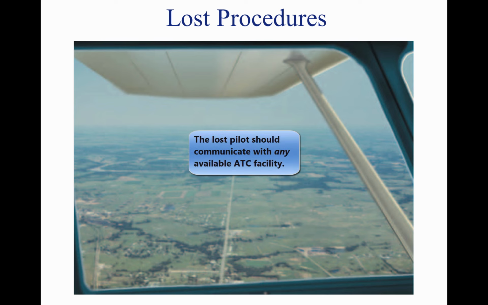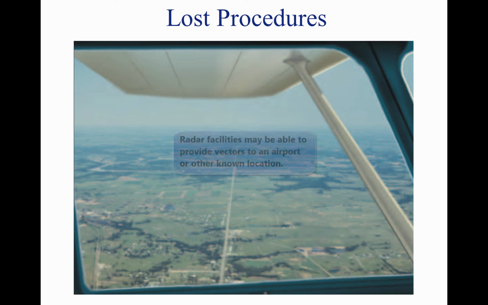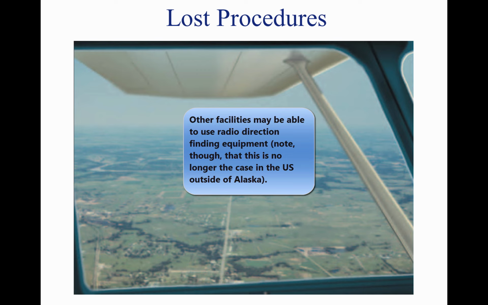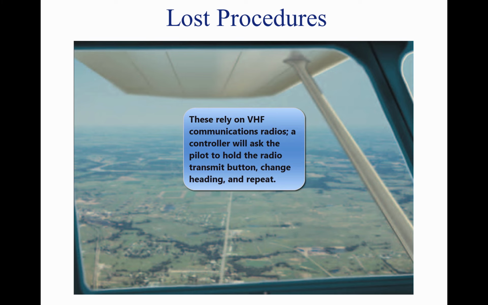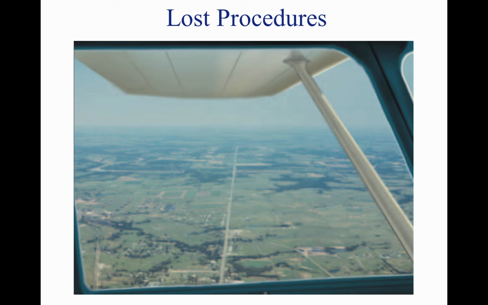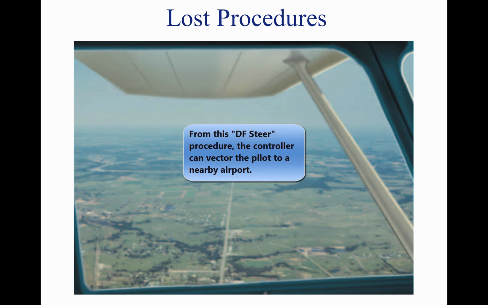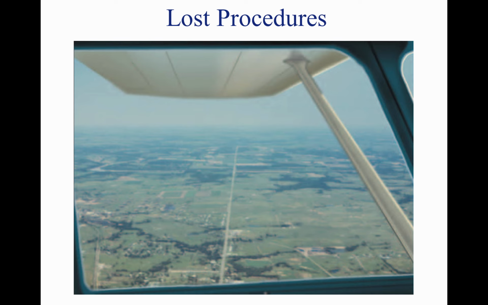Communicate with any available facility using frequencies shown on the sectional chart. If contact is made with a controller, radar vectors may be offered. Other facilities may offer direction-finding assistance. To use this procedure, the controller requests the pilot to hold down the transmit button for a few seconds and then release it. The controller may ask the pilot to change directions a few times and repeat the transmit procedure. This gives the controller enough information to plot the aircraft position and then give vectors to a suitable landing site.